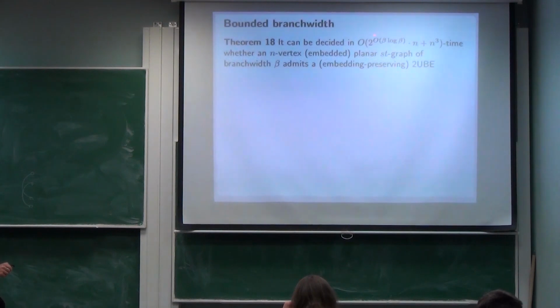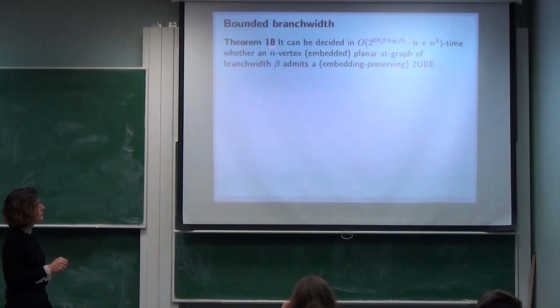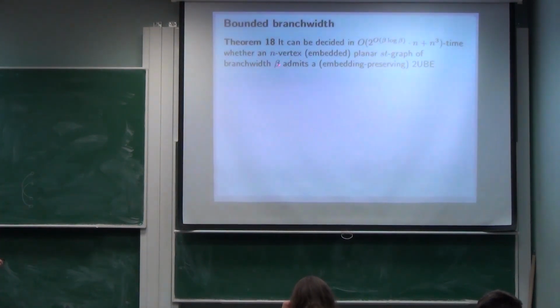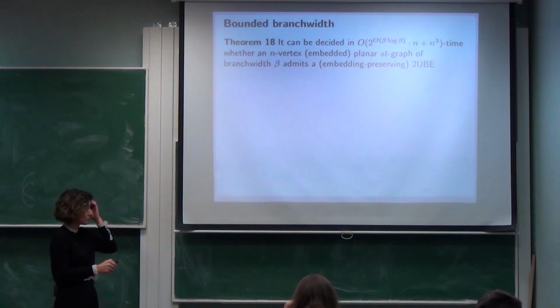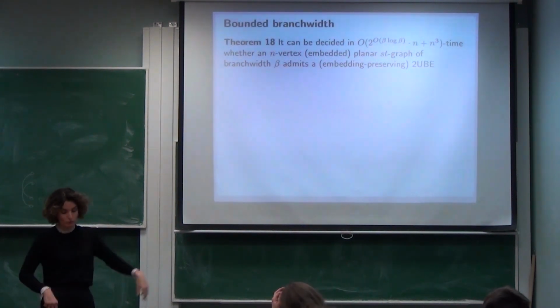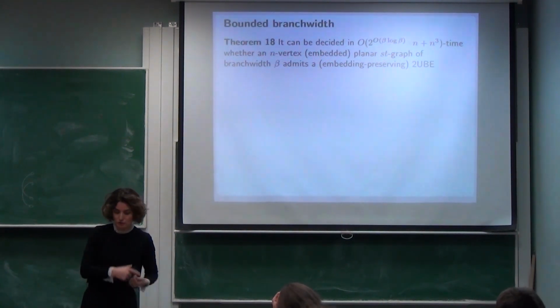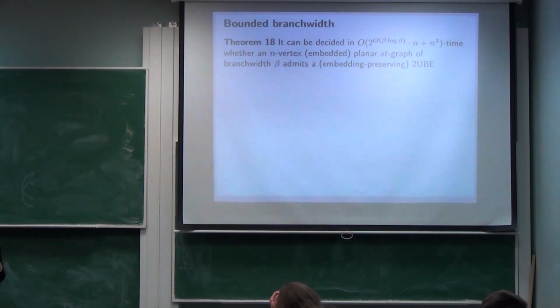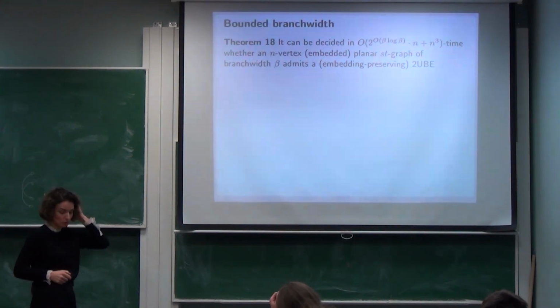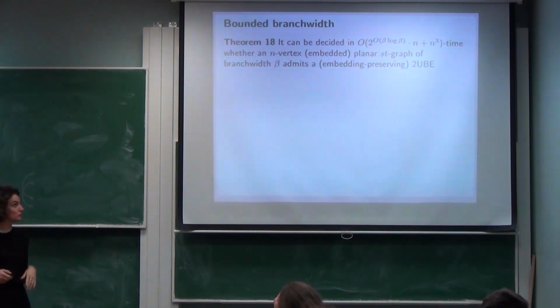whether an n-vertex embedded planar ST graph of branch width beta admits an embedding preserving two-page book embedding. I have "embedded" and "embedding preserving" here in parentheses because you can remove both. So if the initial graph is embedded, then you can ask for an embedding preserving two-page upward book embedding. If it's not, then not. So we can decide both in both situations.